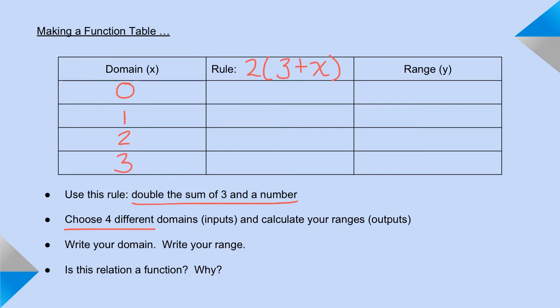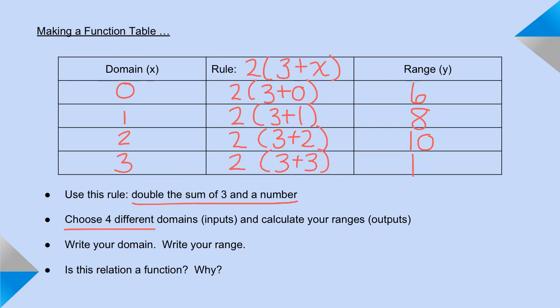So if the domain is 0, I would simply plug 0 in for x, and my output would be 6, or my range would be 6. If my domain was 1, I'd plug 1 in where x was, and my range would be 8. If my domain was 2, I'd simply plug 2 in where the x belongs, and my range would be 10. And if my domain was 3, I would plug 3 in, and I would get a range of 12.